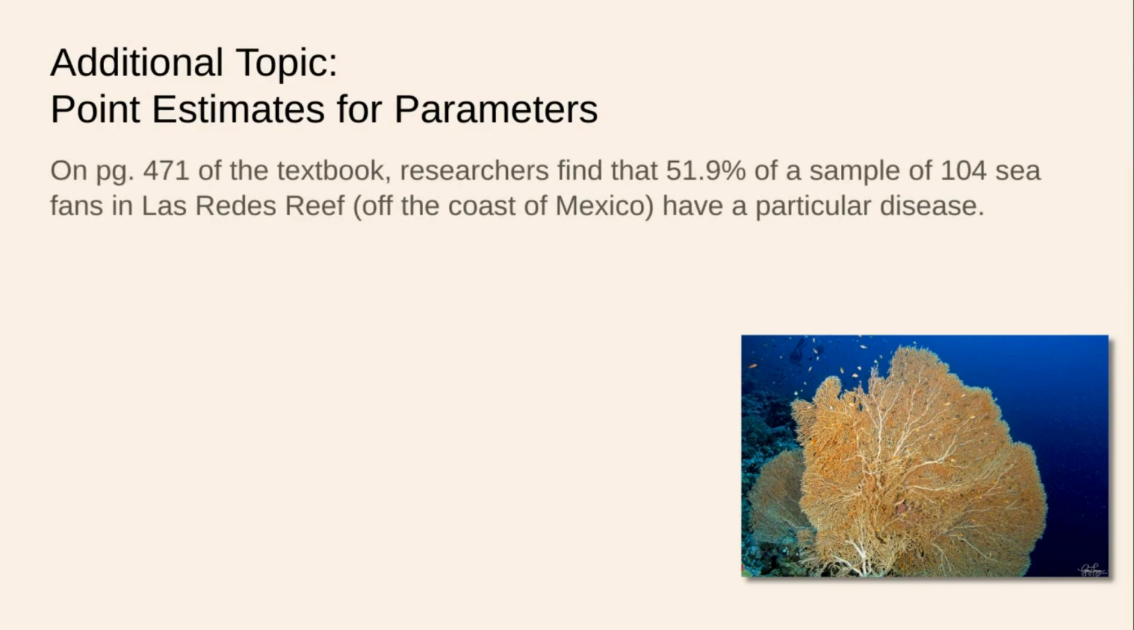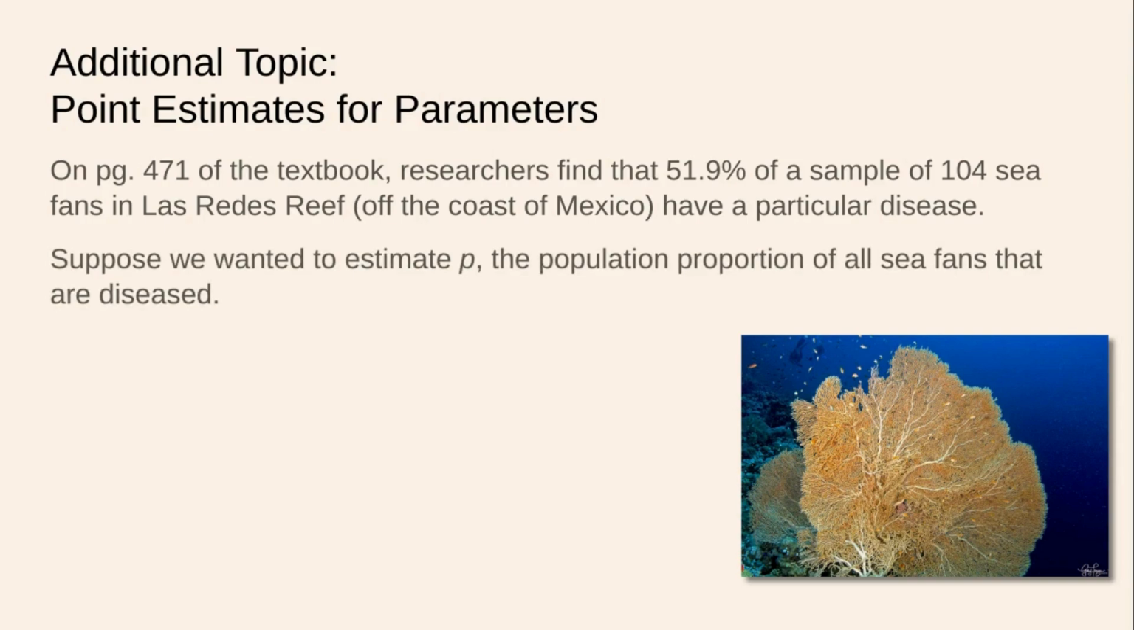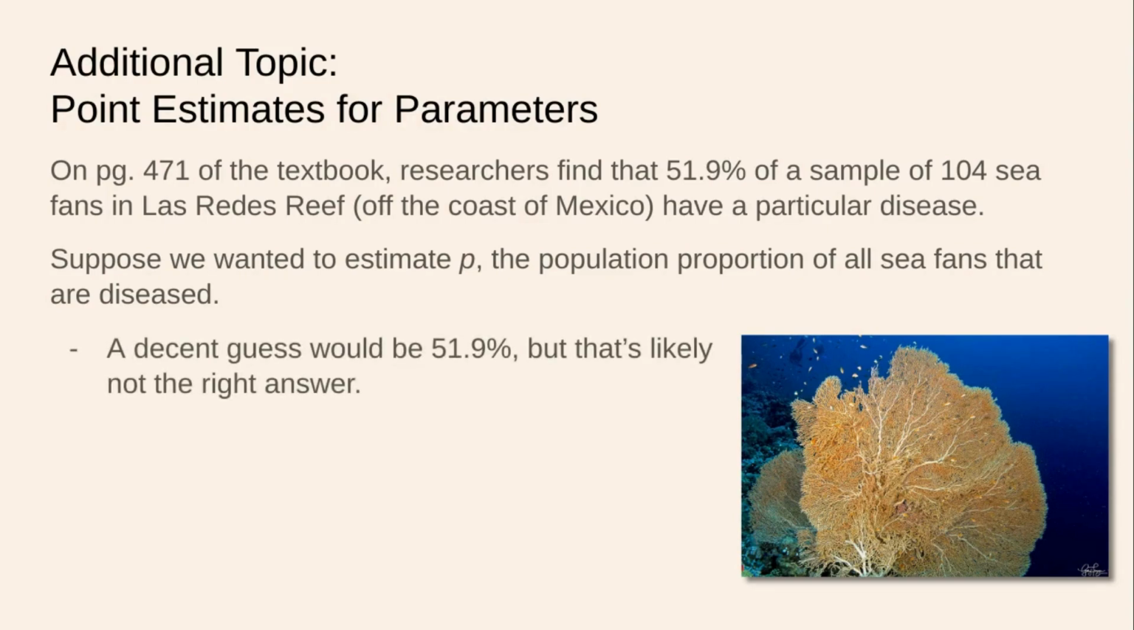So on page 471 of your textbook, we see that researchers find that 51.9% of a sample of 104 sea fans in Las Redes Reef off the coast of Mexico have a particular disease. Suppose we wanted to estimate p. p is the population proportion of all sea fans that are diseased. A decent guess would be 51.9%, but that is likely not the right answer.